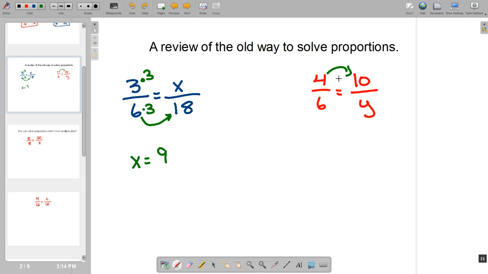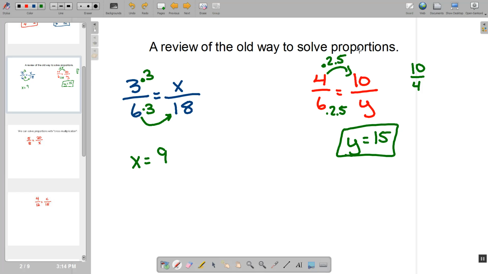Same pattern on the right, except this is where it got tricky. When we did this pattern, 4 times something equals 10, that something had to be a decimal. And now, just because, instead of going through the whole process to show you that 10/4 is equal to 2.5, I'm going to tell you that it is equal to 2.5, which means that y in this case will be 15. 2.5 times 6 is 15.